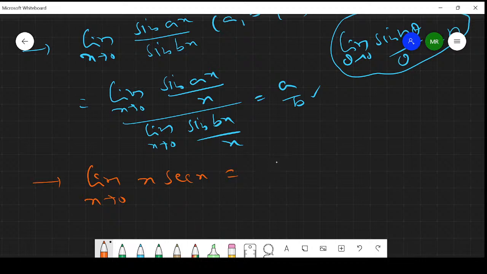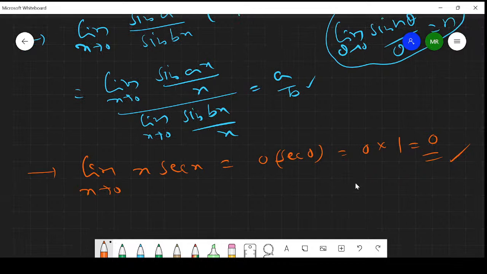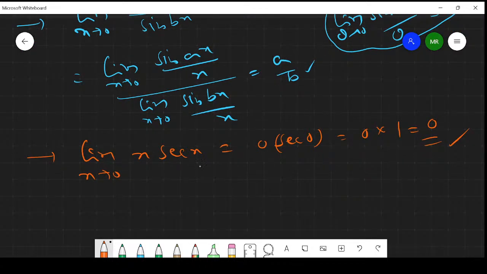If you apply the limit, you can see here, people may think this: if you apply the limit, 0 into secant 0. 0 into secant 0 is 1, answer is 0, because secant 0 is 1. You know cos 0 is also 1 only, right? People will write x by cos x, and cos 0 is also 1. 0 into 1 is 0. The simple direct substitution. You can substitute directly here.